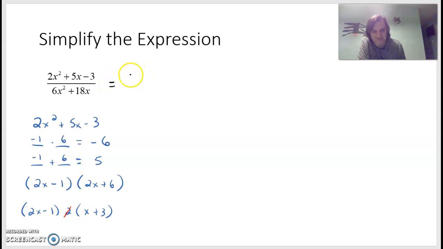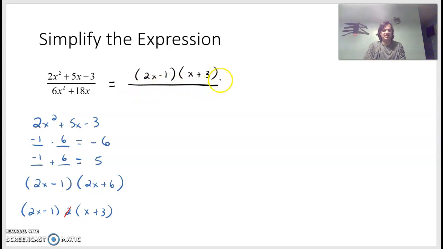So my numerator factors into 2x minus 1 times x plus 3, and you could always fold that back together and verify that. The bottom term here, the denominator, 6x squared plus 18x, is not a trinomial, so if it factors, it has a common term. I can pull a 6x out, which will leave an x plus 3. So 6x times x plus 3 in the denominator.